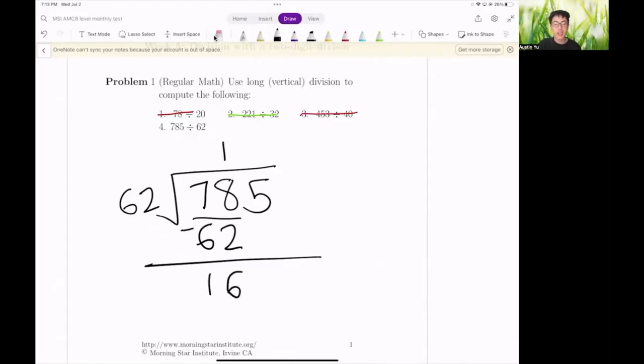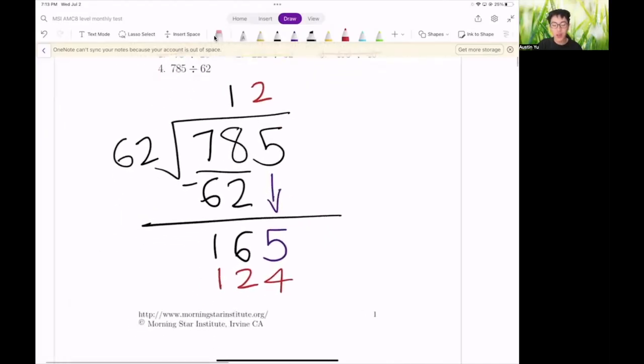And since 16 is smaller than 62, we have to drop down the 5. So we drop down the 5 over here. And then this time, how many times does 62 go into 165? 2 times, right? Because you multiply 62 by 2 and you get 124. And then we have to subtract 124 from 165.